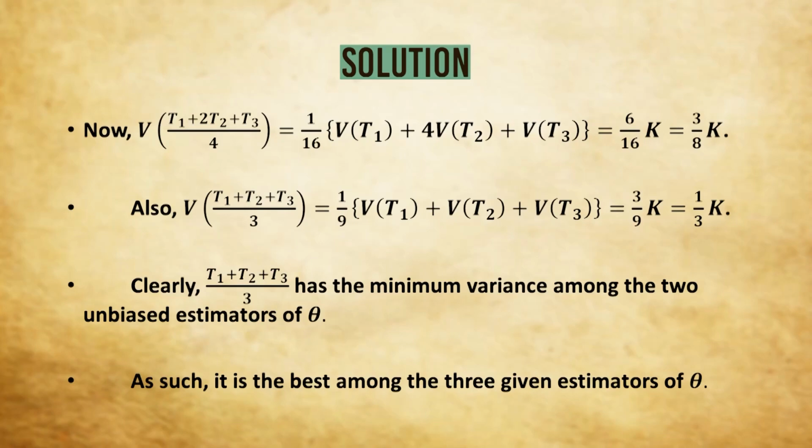Now if we compare the two variances, 3 by 8 k and k by 3, definitely k by 3 is less than 3 by 8 k. So that means (T1 plus T2 plus T3) by 3 has got the minimum variance among the two unbiased estimators of theta. So (T1 plus T2 plus T3) by 3 is the best among the three given estimators of theta. Among the three given estimators of theta, we were given three estimators.